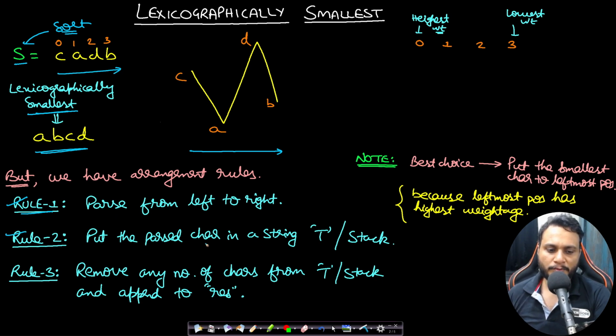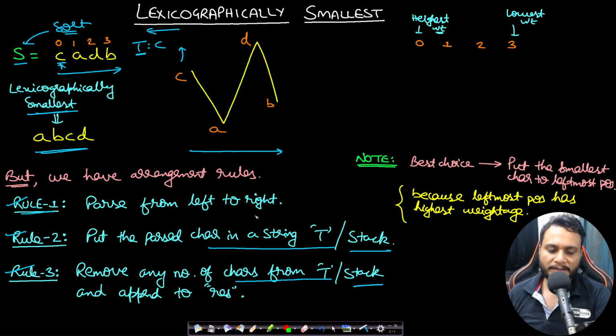The second rule is to put the parsed character in a string t, which will behave like a stack. So whenever you see a character, then you can choose to put it in the string t. Actually, you must put it in the string t. And then the third rule says that you can remove any number of characters from the end of the string t. So removing any number of characters at the end and pushing the characters at the end makes this string behave like a stack.